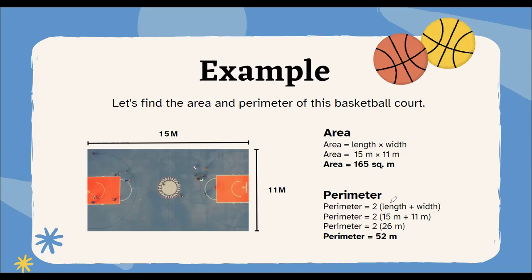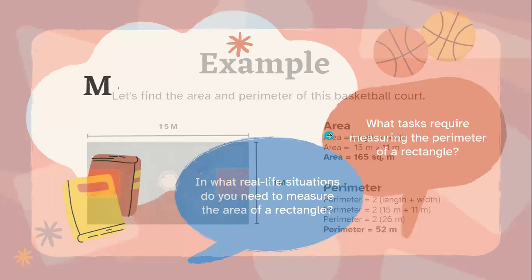Now, in perimeter, you will do 2 into length plus width. So here, 2 into 15 plus 11 equals 2 into 26, which is 52 meter. So, right, 52 meters. Isn't that amazing, guys? Easy peasy lemon squeezy, right?